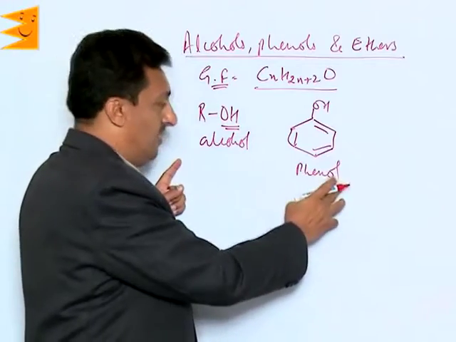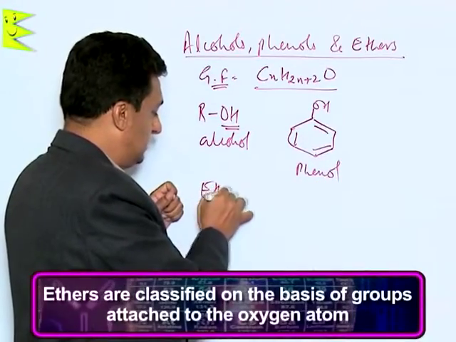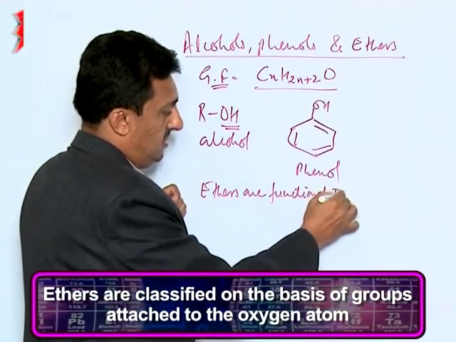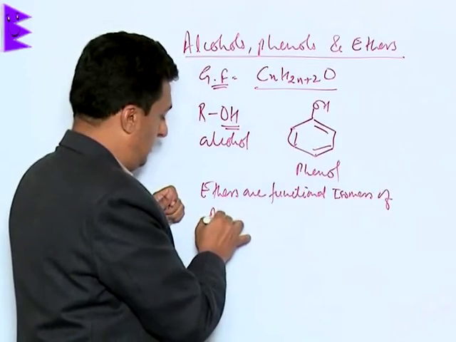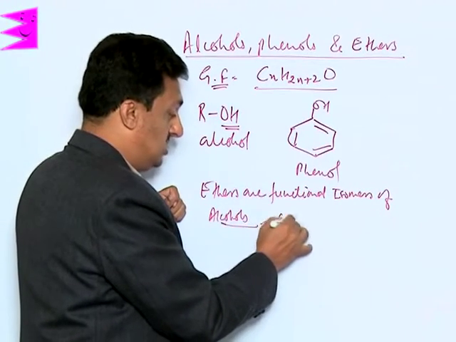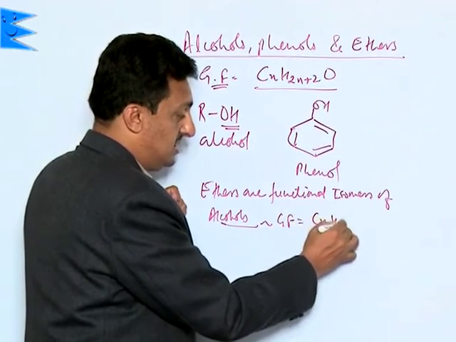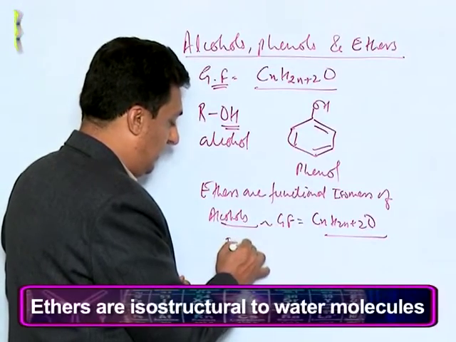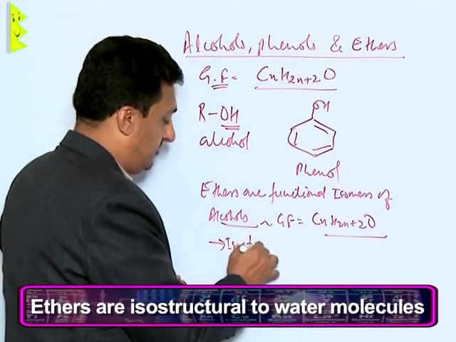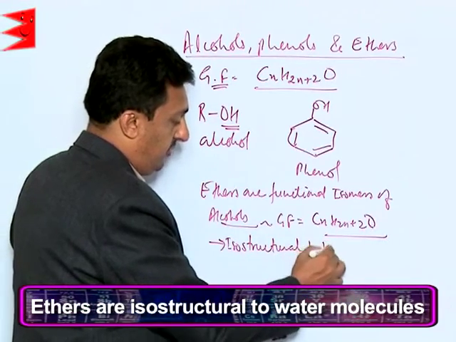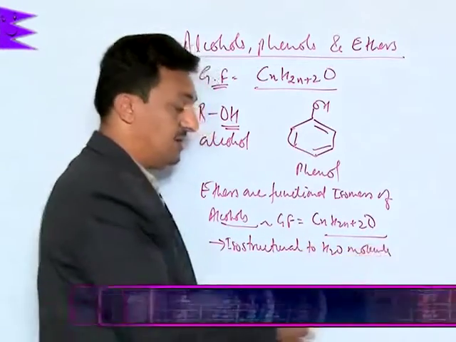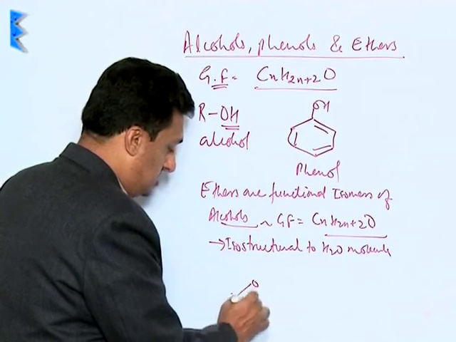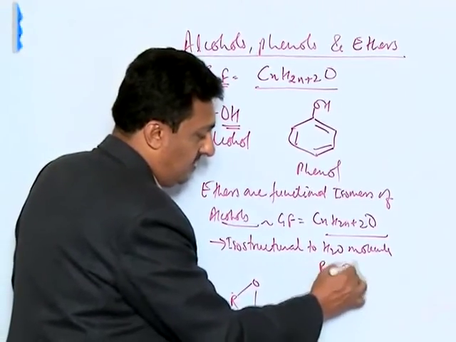And remember the most important thing, that ethers are functional isomers of alcohols. Yes, so their general formula is also CnH2n+2O. The only difference is that ethers are isostructural to water molecules, like H2O, H2S. So they have a bent shape, in which ethers are the ROR group.